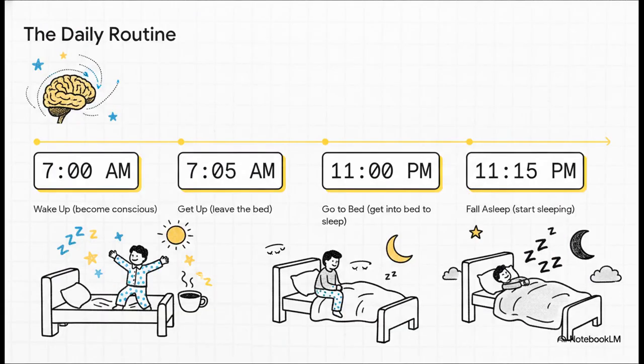These phrases might seem simple, but they are definitely not the same thing. Waking up is when your brain switches on in the morning. Getting up is when your body physically leaves the bed. So you might wake up at 7, but then lie there and not actually get up until 7:15. It's the same at night. You go to bed to start the process of sleeping, but you fall asleep a little while later. Being precise with these will make your stories about your day sound so much more natural.